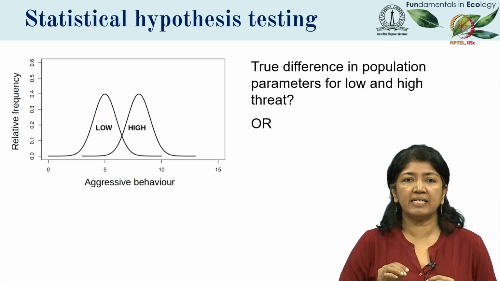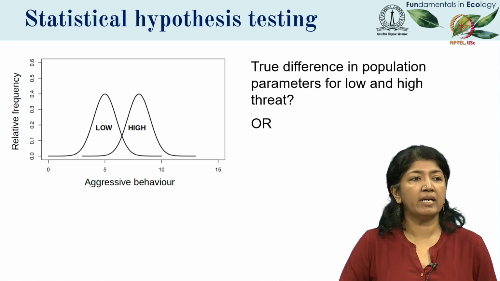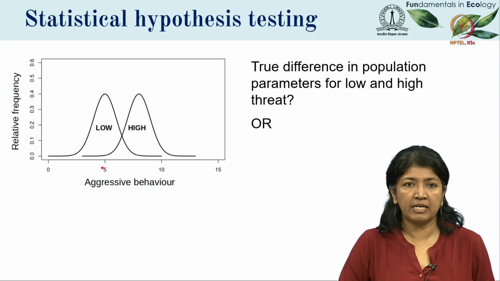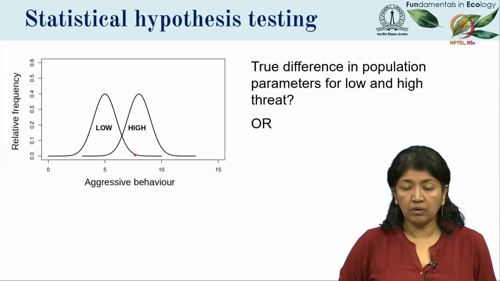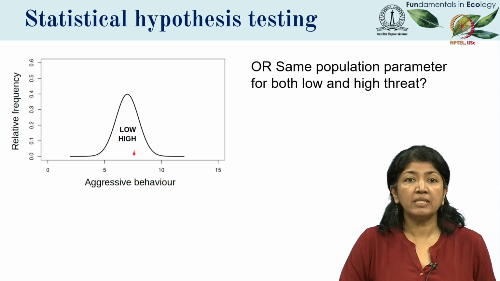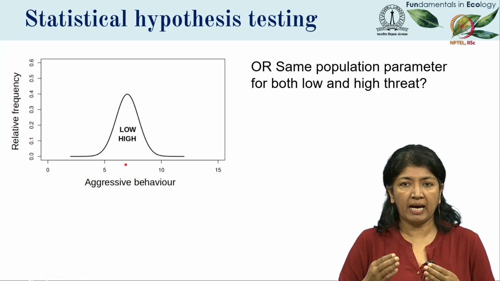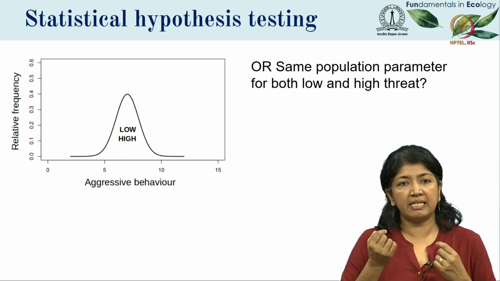What we seek to understand is whether there is a true difference in population parameters for low and high threat. So, for example, is the true population mean aggressive behavior of males under low threat different from the mean aggressive behavior under high threat? Is this the true situation in my population, or do males show the same aggressive behavior whether they experience low threat or high threat? So, do we have the same population parameter for both low and high threat? So, this is what I seek to contrast when I carry out statistical hypothesis testing.